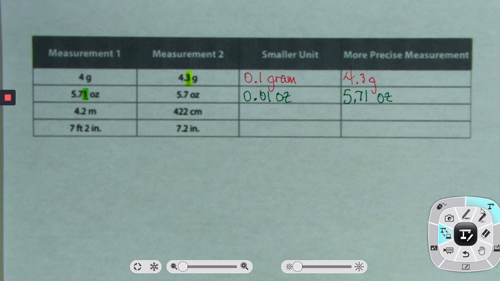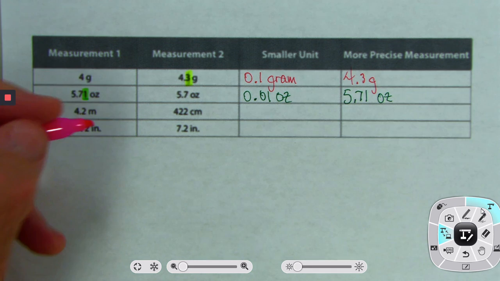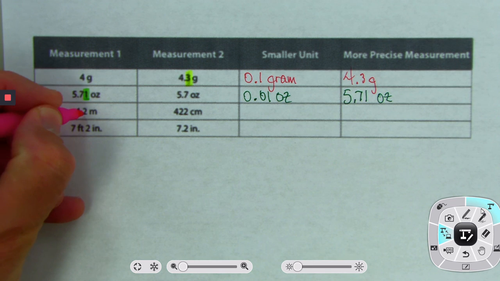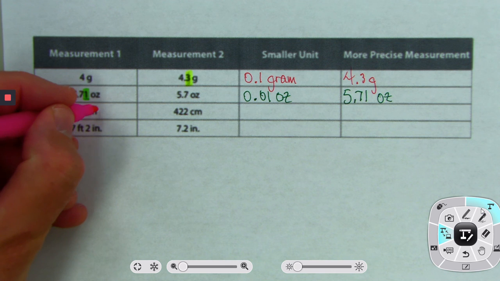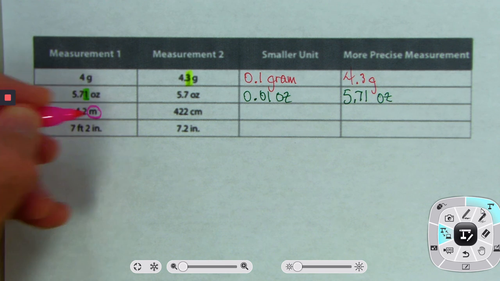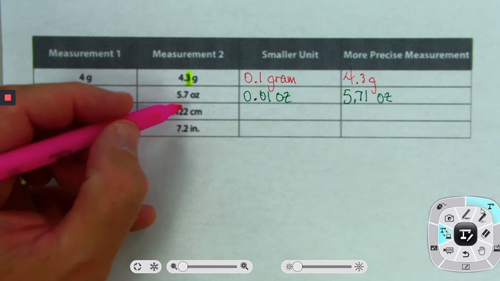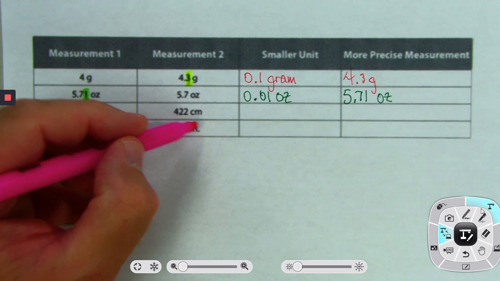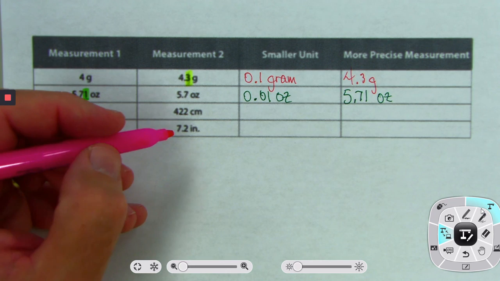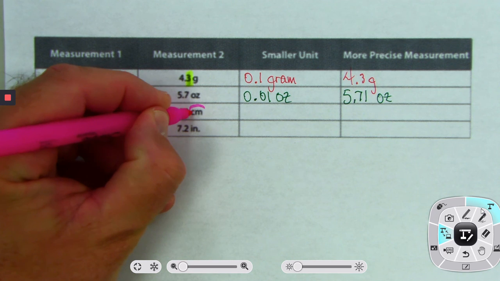Now I get to the third one, a little difference here. Because notice that this is 4 2/10 meters. What's the unit on measurement 2? Do you know? It's 422. What's the unit here? Centimeters.